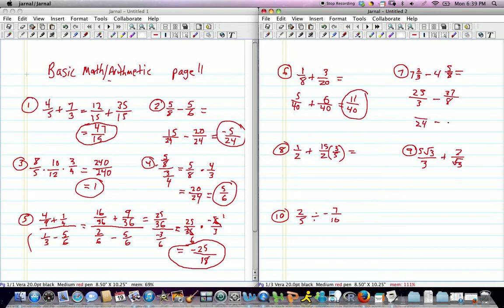So what we're going to do here is convert both of these fractions into 24 as the denominator. Here what we do is we take 3 times 8 to get 24, so I have to take 23 times 8, which ends up being 184. And I take 37, or 8 times 3 gave me 24, so I take 37 times 3, and I get 111. Now what I do is I subtract the top, so 184 minus 111 ends up being 73.